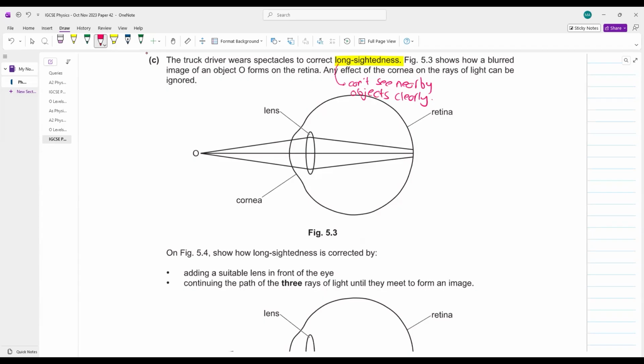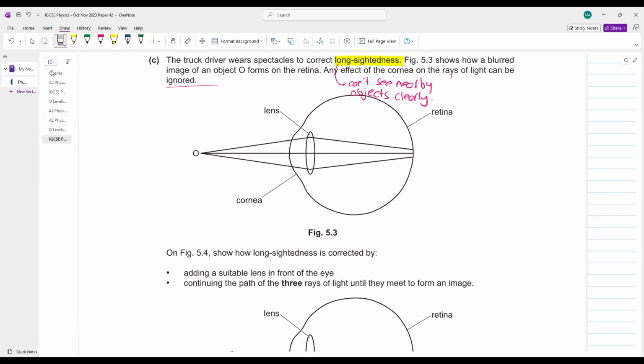Figure 5.3 shows a blurred image of an object forms on the retina. Any effect of the cornea on the rays of light can be ignored. Okay, this is the lens. Can you realize we are not forming an image on the retina? Beta, the image is not forming on the retina. So yeah, this is long sightedness.